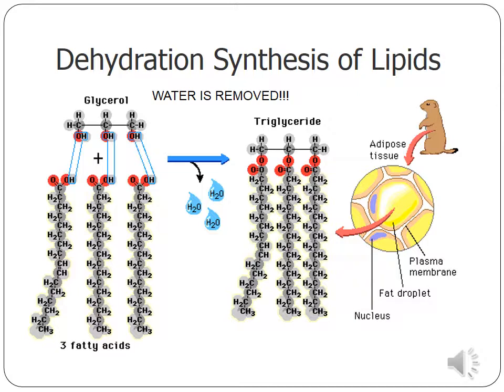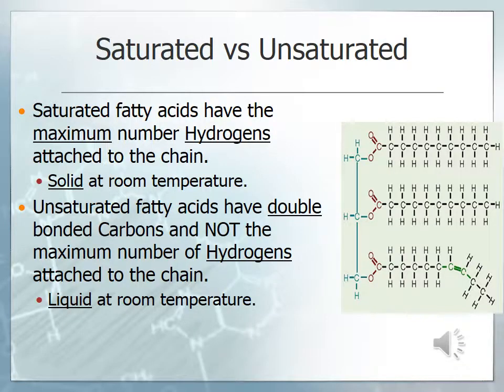So notice the 3 fatty acids and a glycerol. They come together, the water is squeezed out to make a lipid. A saturated fatty acid has the maximum number of hydrogen attached to the chain. It's solid, so think saturated, solid. Unsaturated fats do have a double bonded carbon and do not have the maximum number of hydrogen attached to the chain. So they're liquid. Just remember saturated, solid, and you'll get the other one.